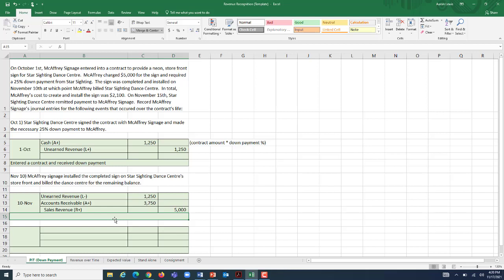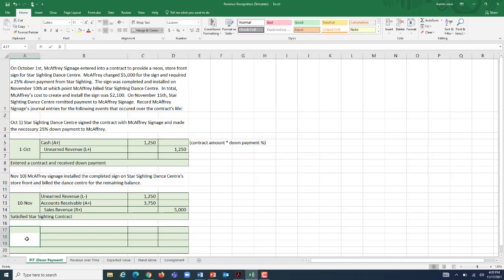So the journal entry, in this case, removes the liability from the books, puts the receivable on the books, and records sales revenue for the full balance of the contract. In this case, we satisfied the Star Sighting contract. So that records the revenue.